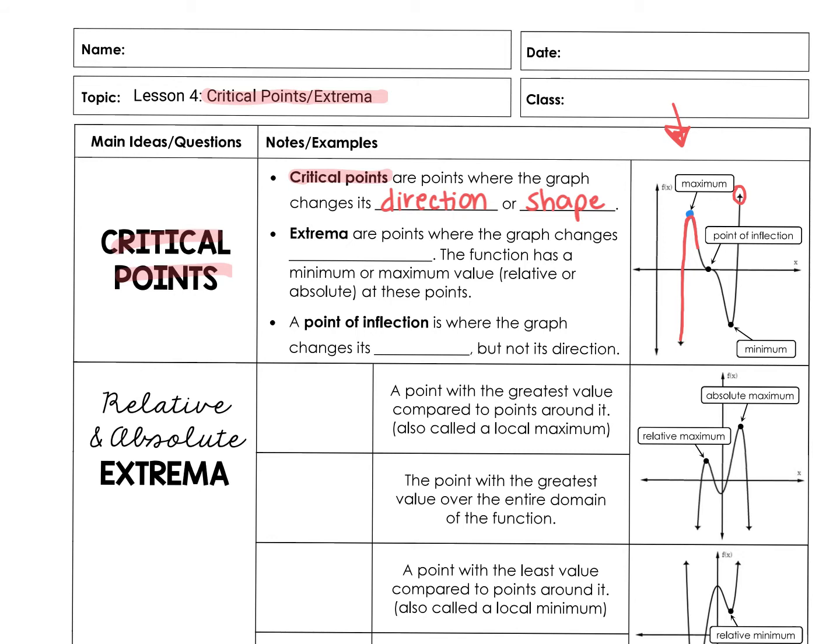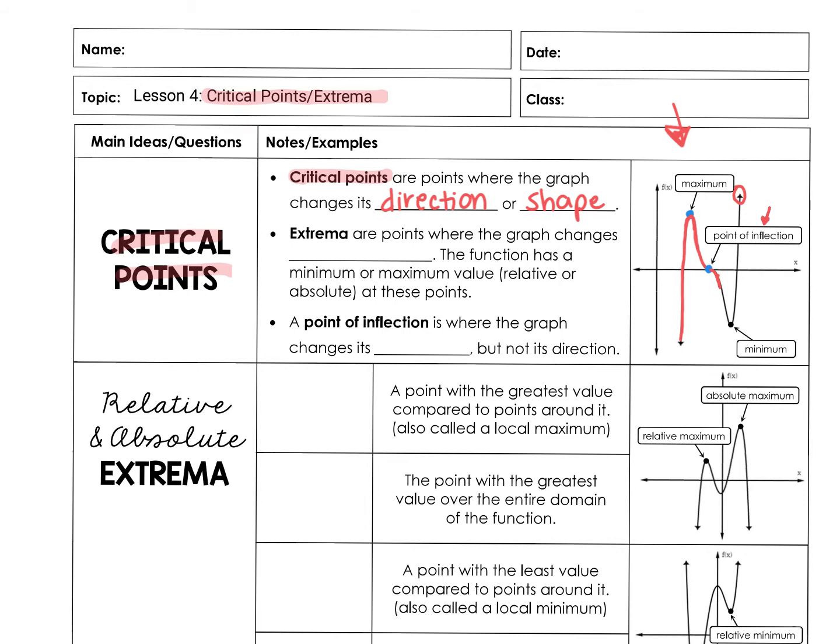And then after we go up, we start moving down. We go down, down, down, down, down, and then there's this point here. You notice at this point, the graph continues to move down, but it changes its shape, right? You can see that the shape has changed. And we call that a point of inflection. A point of inflection is not a maximum, it's not a minimum, it's not a point where the graph changes direction, like from increasing to decreasing, but it is a point where the graph's shape changes.